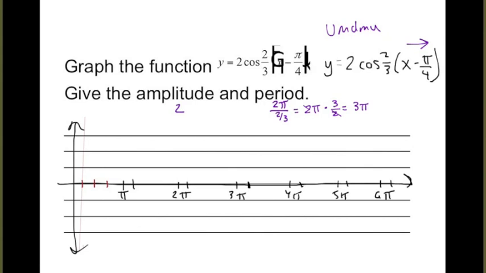So then to plot our points, cosine starts in the up position. So on that new starting line, we're going to start up 2. Cosine ends in the up position. The period is 3 pi, but I'm not going to put it above where I wrote 3 pi. I'm going to put it above the bump of where I bumped over 3 pi.